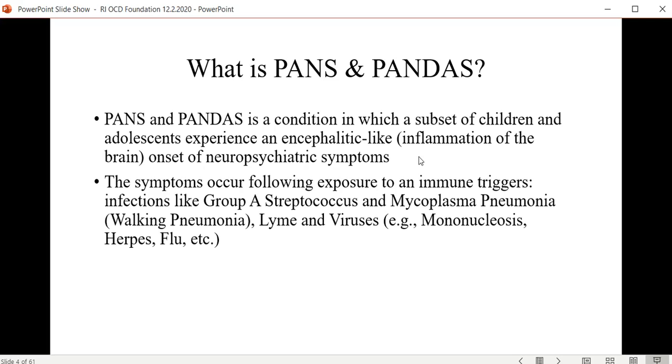And the triggers, as I mentioned, can be group A strep, that's the most common, mycoplasma pneumonia, which is also walking pneumonia, so a lot of people walk around with it and don't know it, they just start acting up. Lyme, viruses including mononucleosis, herpes, flu, etc. We don't have any evidence right now that COVID has caused it, but as all viral infections can, we would expect some. In the children who've had COVID in China, there are reports of some OCD behaviors and certainly anxiety, but there's a lot of trauma in people who also have COVID.